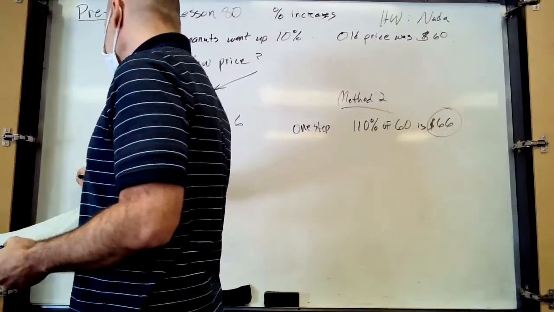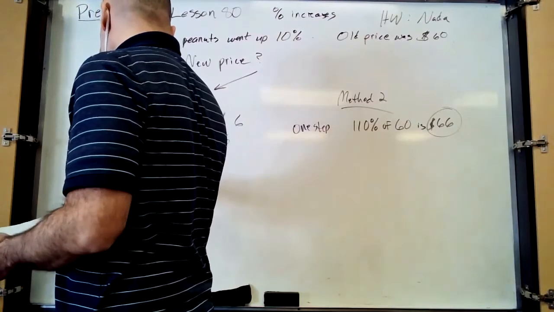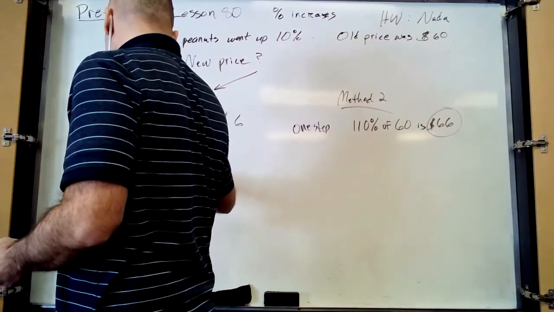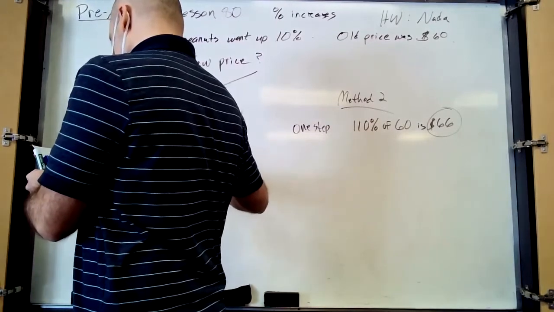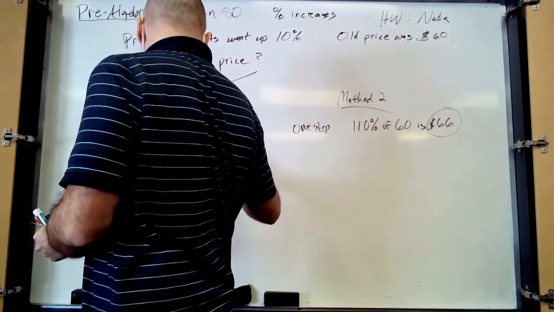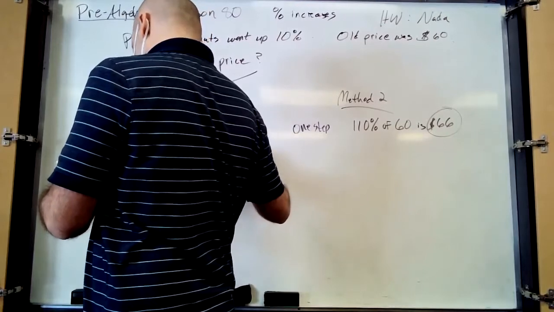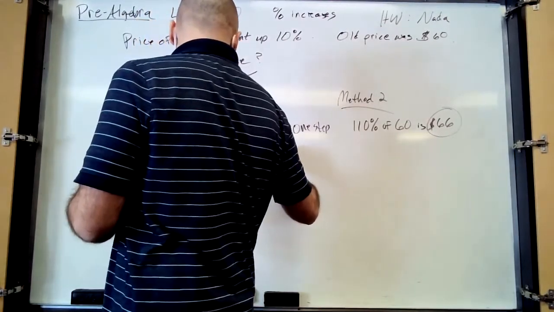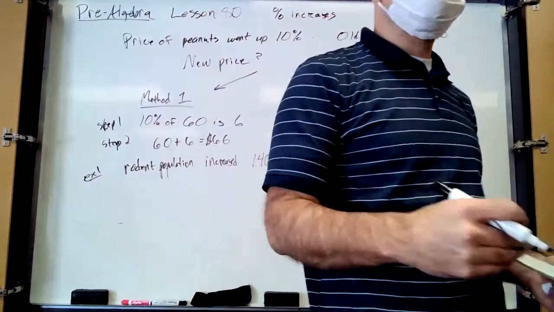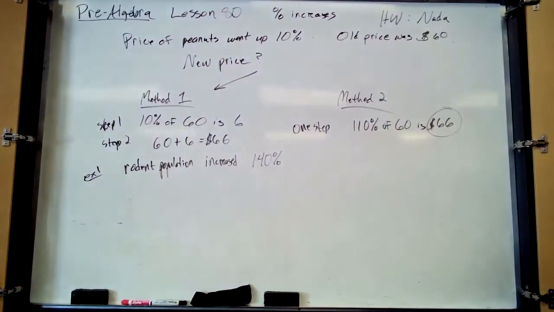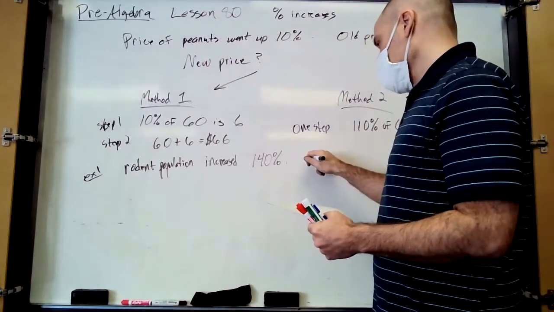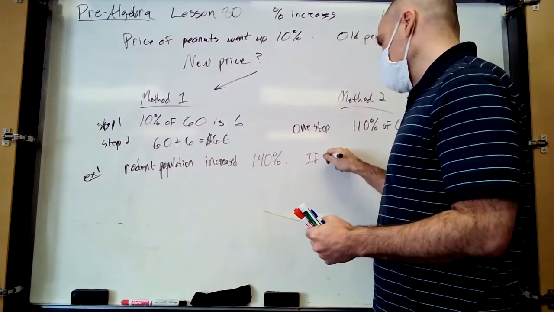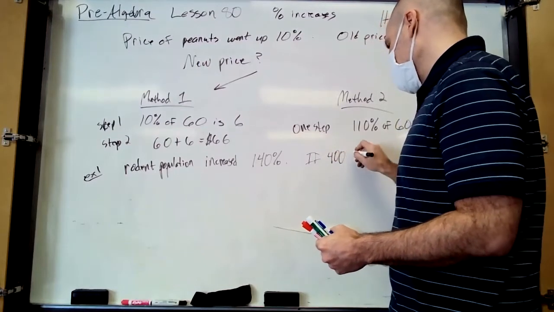Okay, let's try another one. Let's say this is example one in lesson 80. Let's say that the rodent population was increased 140%. Okay, this was the percent increase. So I just wanted to point that out. Now, if there were 400 before, how many are there now?